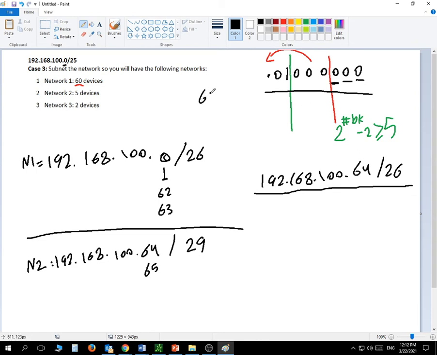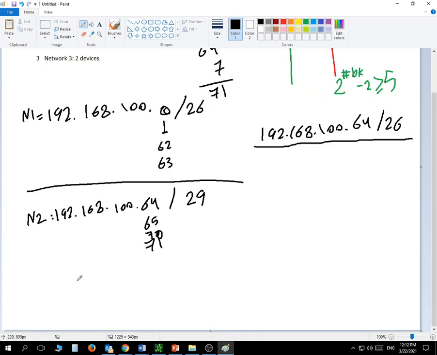Now this is 64. I'm just going to do the math here really quick. And when you flip those 3 to ones, you're going to get 7. Remember here, 1 plus 2 plus 4, 7. So you put this with this, you're going to get 64 plus 7, which is 71. So this is going to be 71, which is my broadcast. And that basically means 70 is going to be the last available IP address. And here we go. I am done with network number 2.